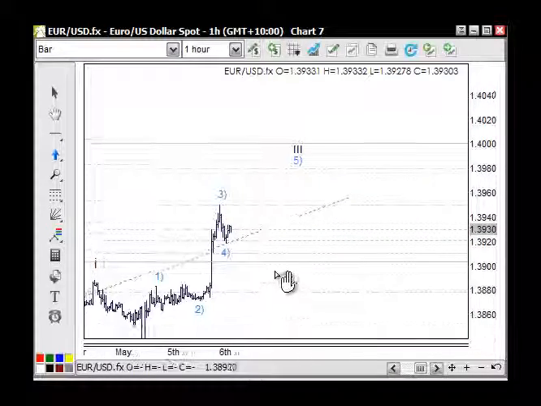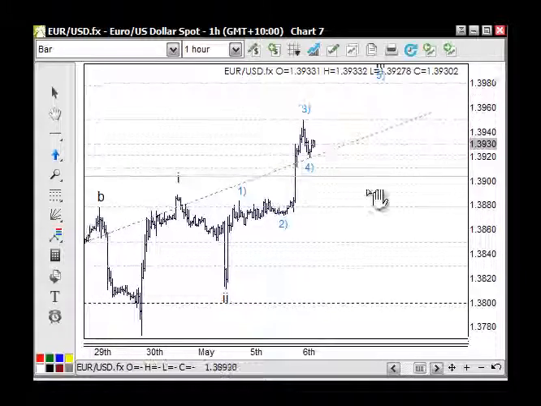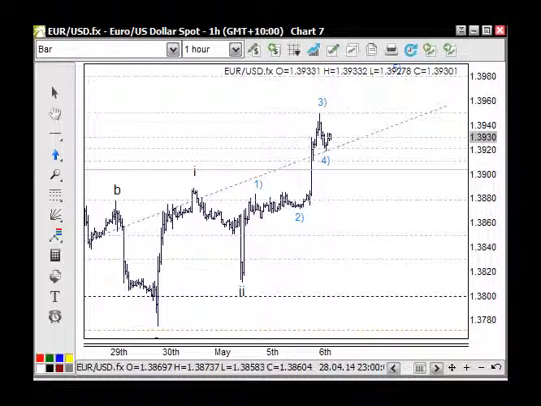But the main point is that with wave 3, wave 4, and wave 5, it's just a matter of not over trading and holding through all of this.